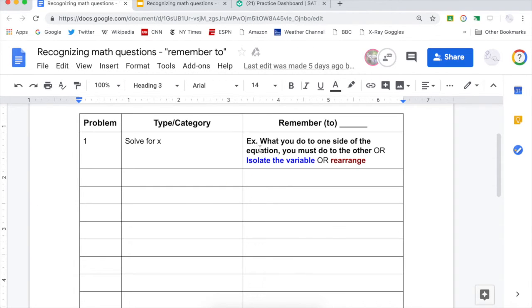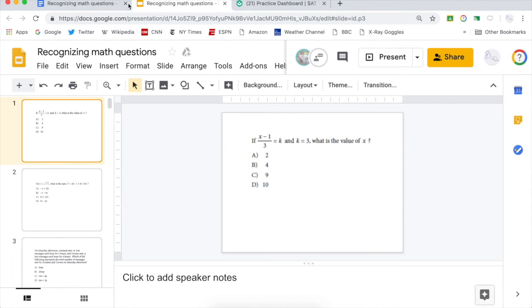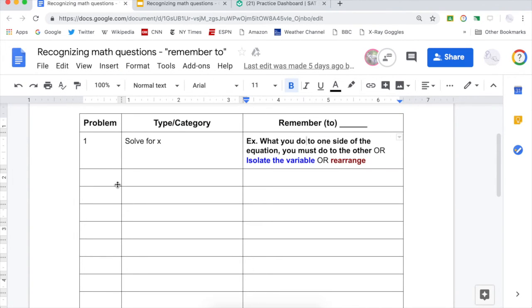So again, with that one, we could have called it a Solve for X. In our Remember To column, we could write what you do to one side of the equation, you must do to the other. Or we could say we're trying to isolate the variable. Or we could say I'm remembering to rearrange this math problem. All of these are okay in this flashcard-like activity that I want you to try. So please go through all 20 problems. Please try to complete every row of this chart.